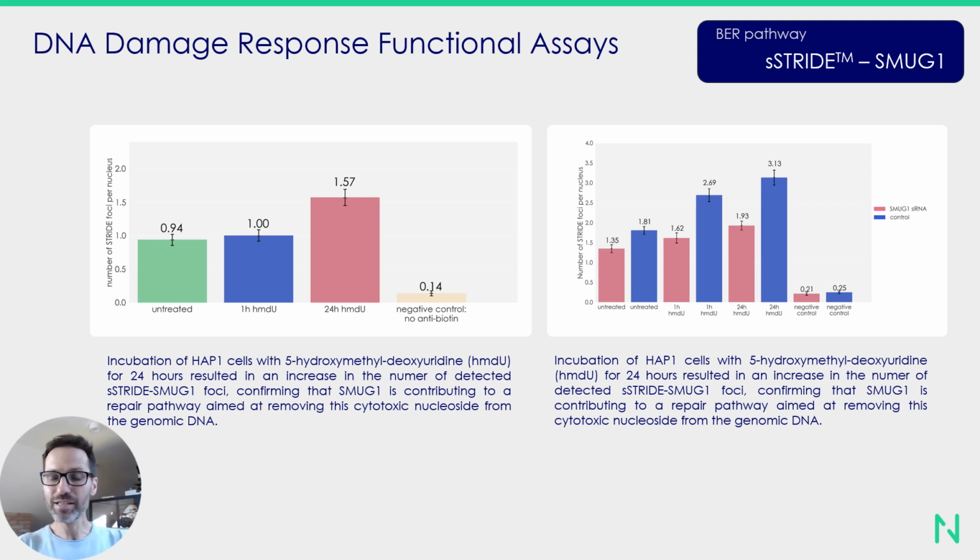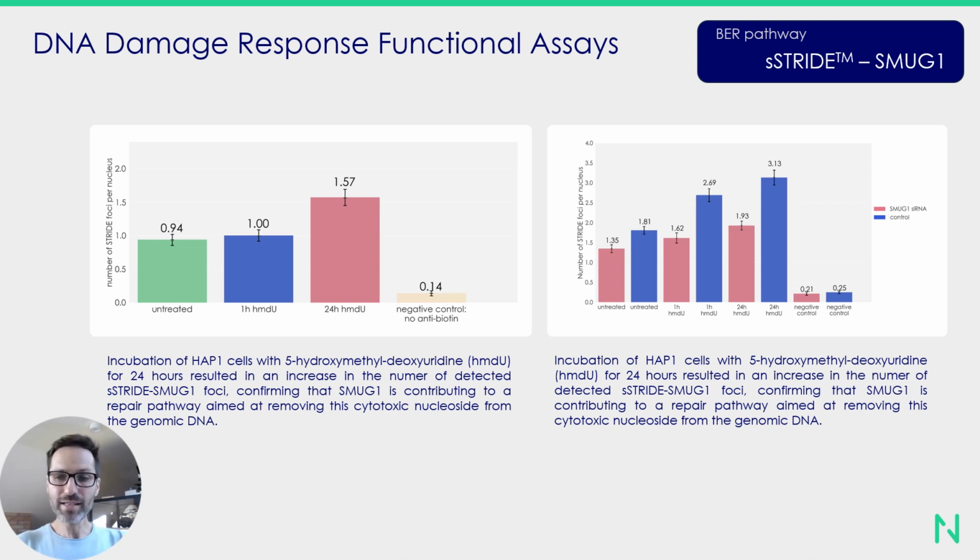Another interesting assay that we recently introduced, sSTRIDE SMUG1, can provide insights into the BER pathway. SMUG1 is a DNA glycosylase which removes damaged or inappropriate bases from DNA, creating an abasic site. We based this assay on our classic sSTRIDE variant.